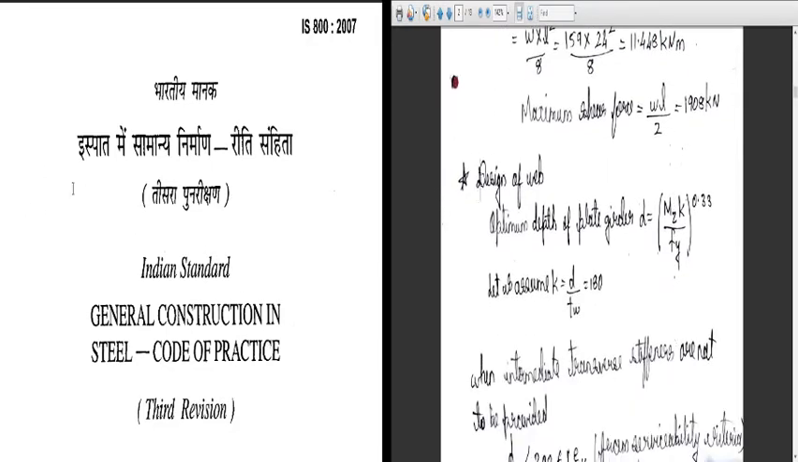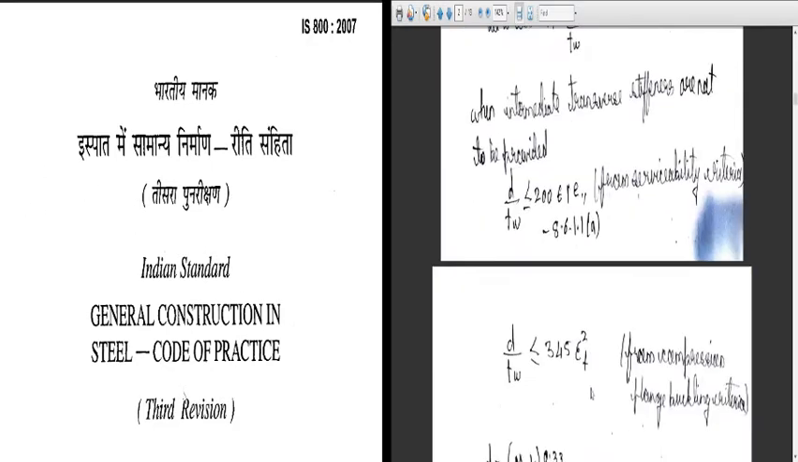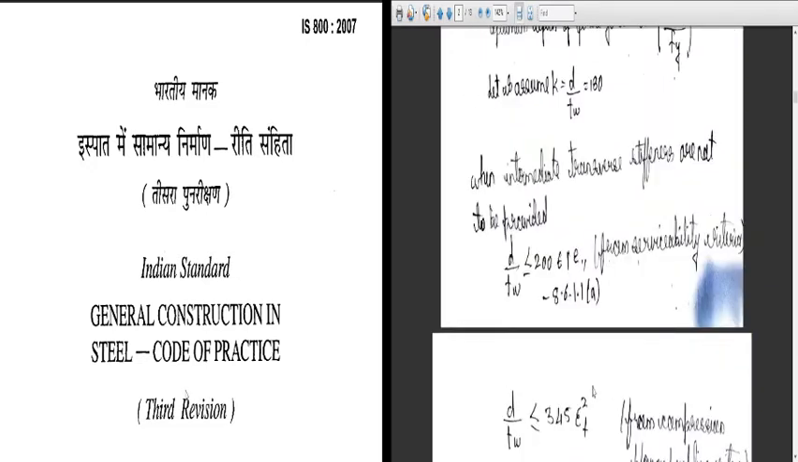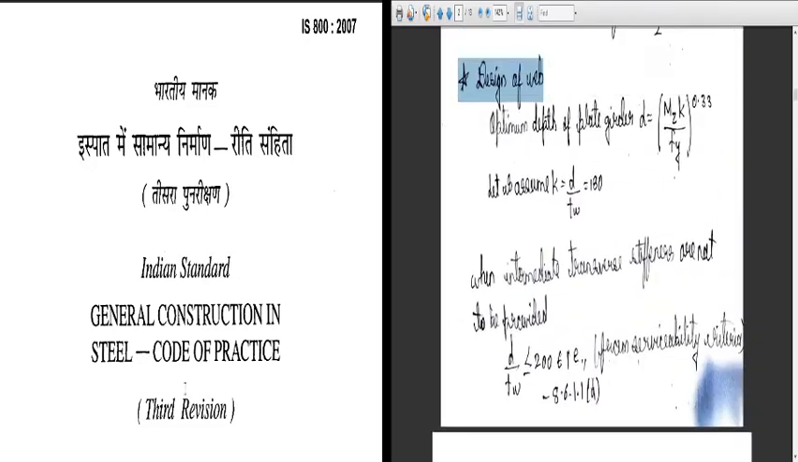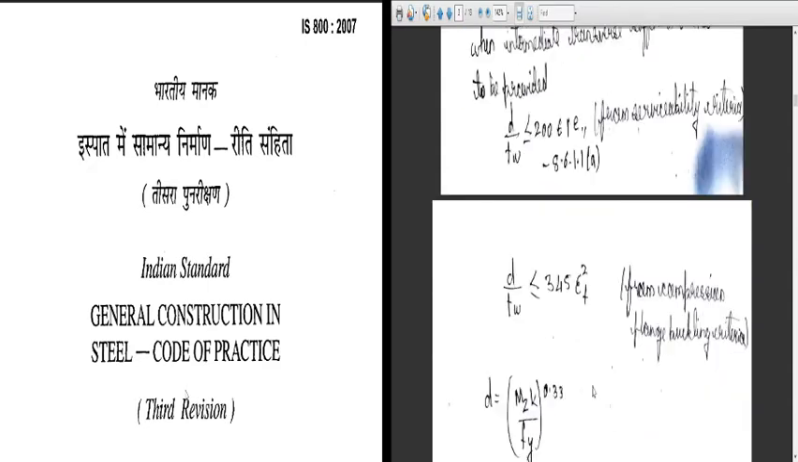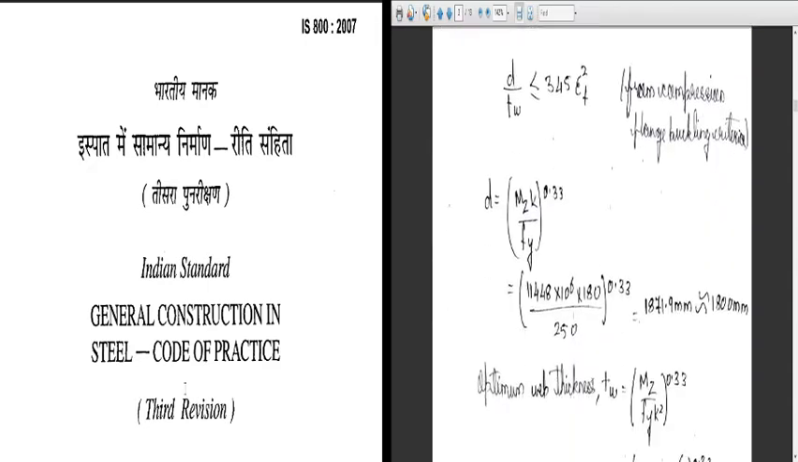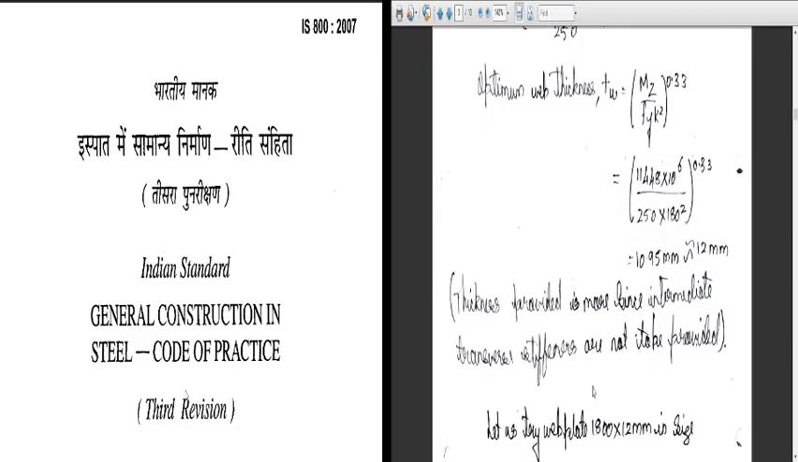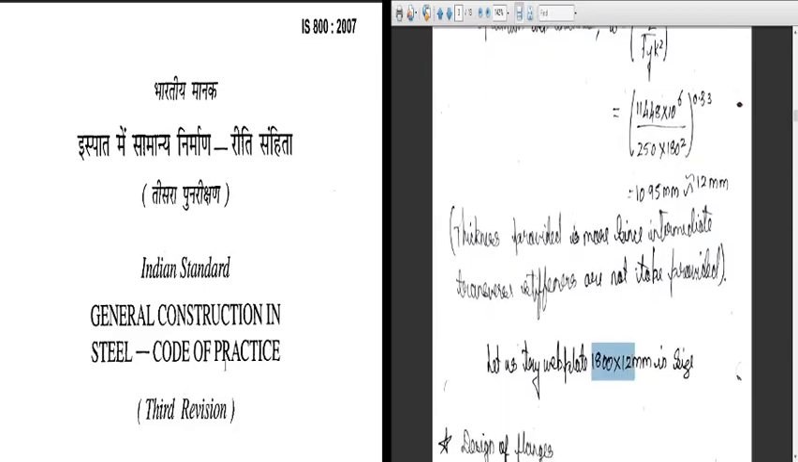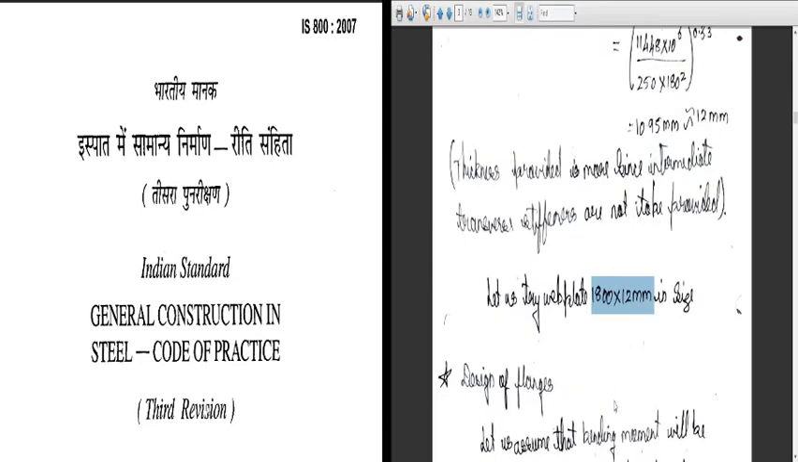In the design of web, we computed the dimensions for the web according to clause number 8.6.1.1 of IS 800 2007. We checked it for serviceability condition and buckling requirement condition. So you can see here the dimension which we were trying was 1800 by 12 for the web. It is a rectangular flat.